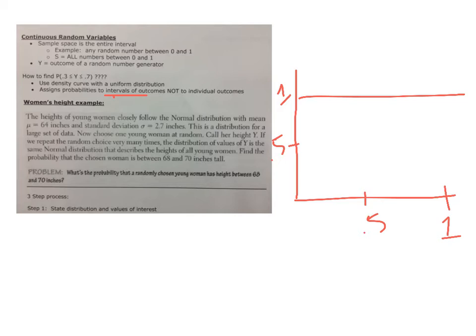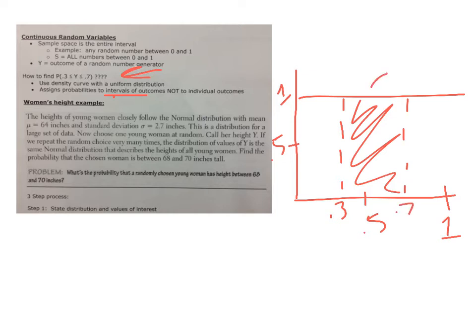If I'm trying to find the probability that I'm going to get between 0.3 and 0.7, an interval of outcomes, not one individual outcome, I can use the area under the curve. I'd be looking for this area right here, and this area is going to be equal to 0.4. I have a height of 1. Remember, area is length times width. So 1 times 0.4 equals 0.4.